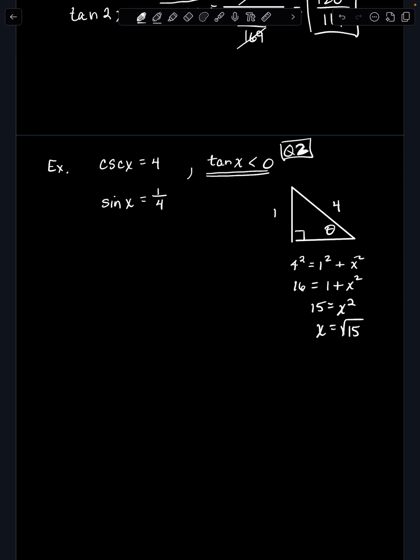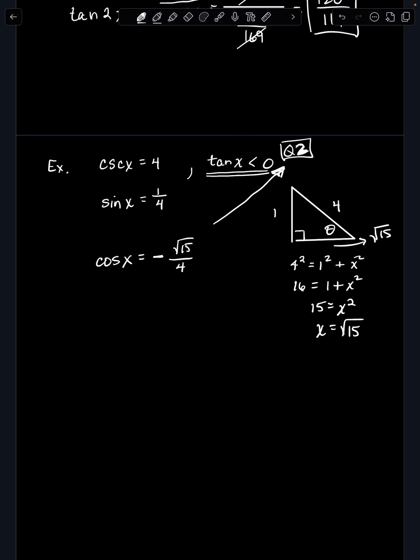So when I found this third side to be the square root of 15, that's my adjacent side, so I know that the cosine of x is the adjacent over the hypotenuse, but since it's in quadrant 2, I know the cosine is negative in quadrant 2, so that is going to be negative square root of 15 over 4. Alright, so it's important that you find sine and cosine, but also pay attention to what quadrant theta's in, because that's going to determine whether your signs are positive or negative for those values.